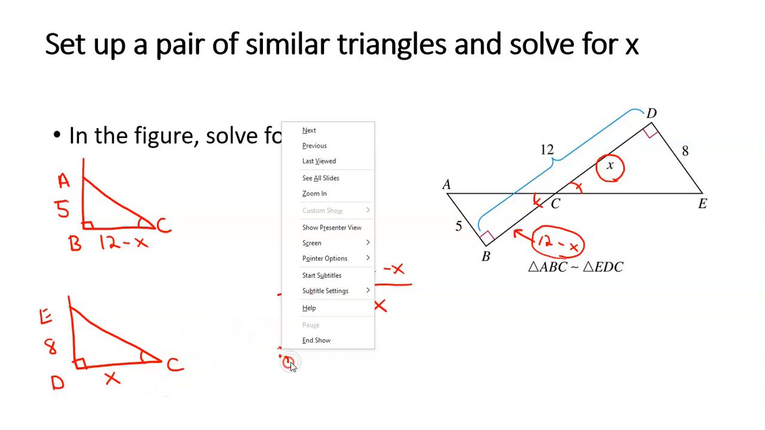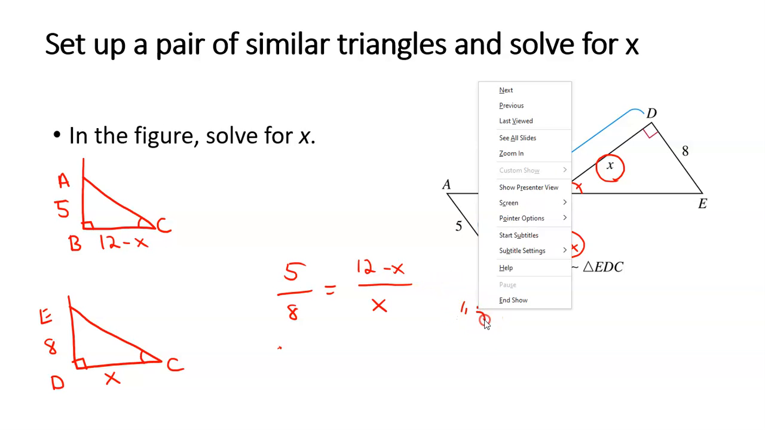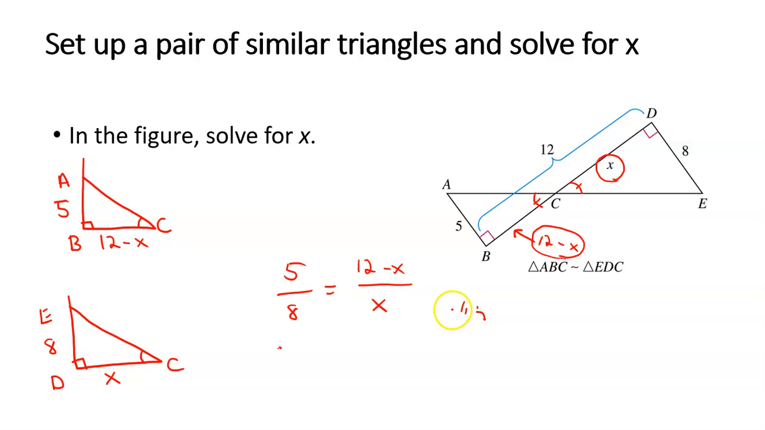All right, cross multiply. We haven't gotten to cross multiply in a while. So let's try cross multiplying. I got 5 times X. All right, I'm going to come over to the bottom. Let's try that. 5 times X equals 8 times, and then parentheses 12 minus X, because that whole quantity 12 minus X is what gets multiplied. So let me carry this across. I get 5X equals 8 times 12 is 96.